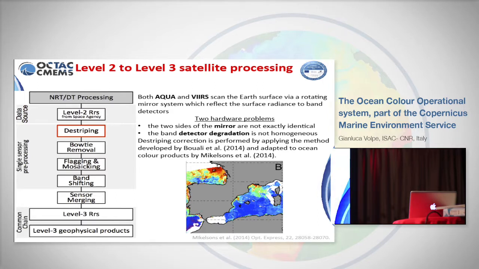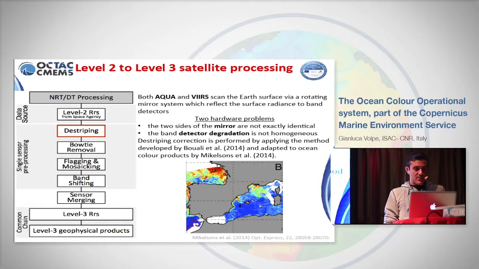Perhaps not so much, but still they're there. They give rise to the stripes because the two sides of the mirror are not exactly identical, and the detector degradation is not homogeneous. So we have a feature which has really nothing to do with the oceanography of the scene you are looking at, but it's simply another problem.